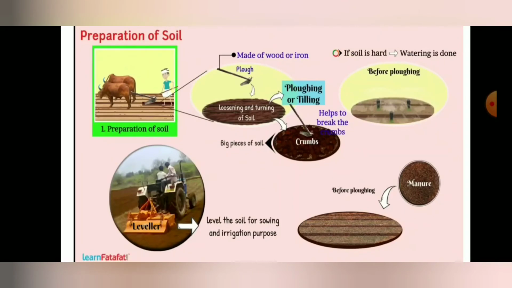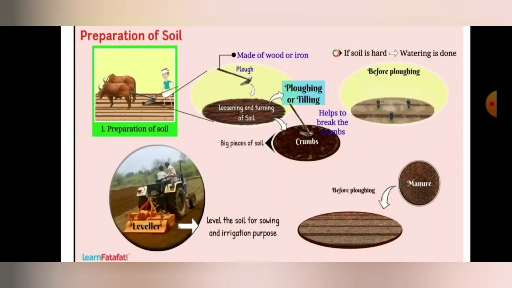Here you can observe the preparation of the soil, the first step. I will explain along with some points. Keep observing the slides. Preparation of the soil is the first step before growing a crop. Among the six steps, the first step is preparation of the soil. Understood?